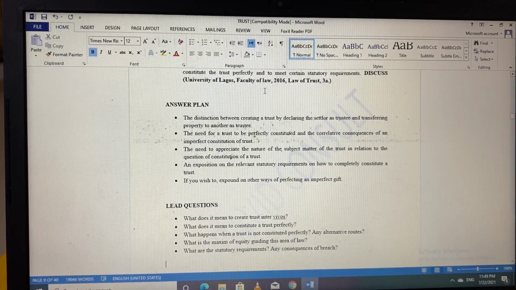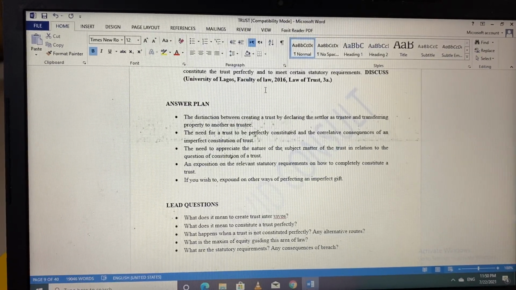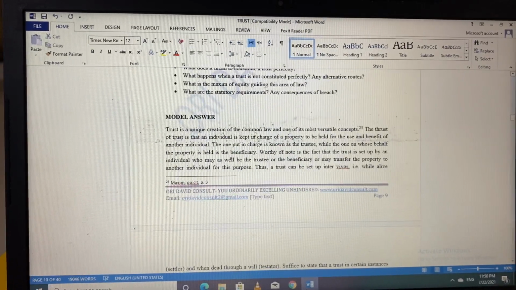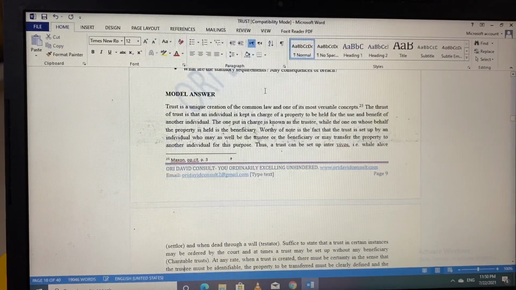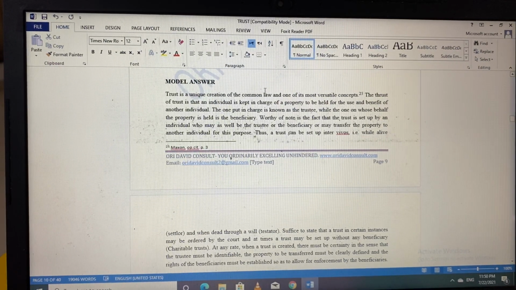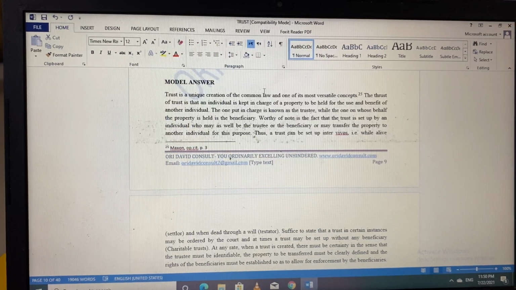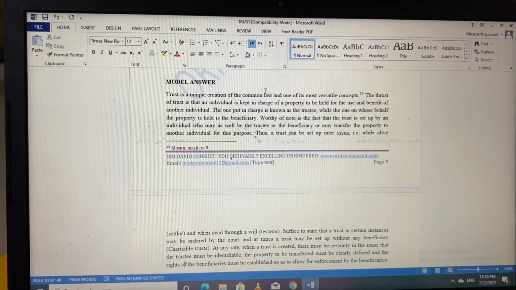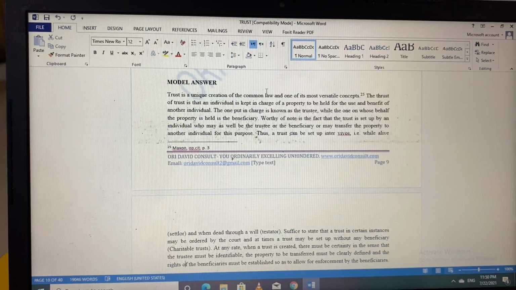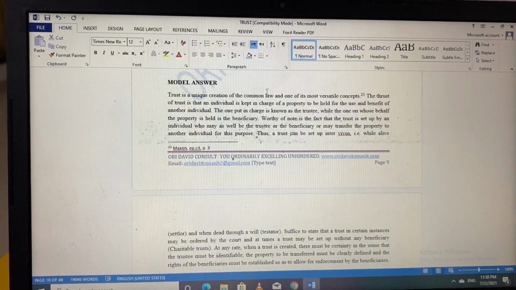And these are the answer plans. What is the distinction between a trust by declaring a settlor as trustee and transferring property, and the like? And so now, how do you answer this? Of course, we have a model answer here. When you look at this, we try as much as possible to make our answer somewhat formal, to achieve some level of standard.